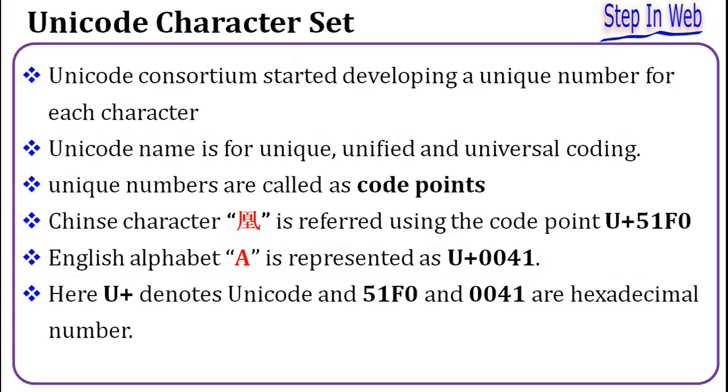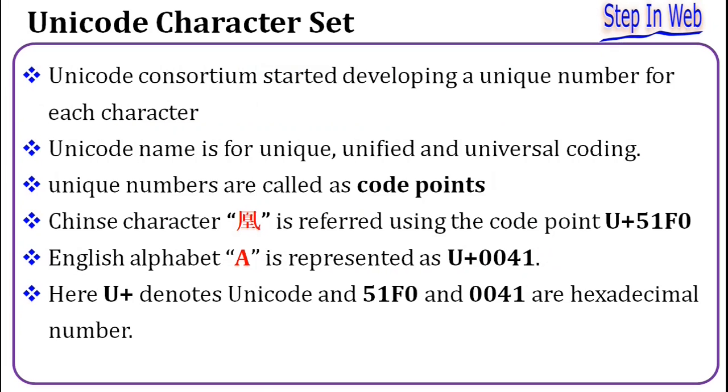That Unicode character set has code points, and each code point gives one character. Suppose the Chinese character is referred to using the code point U+51F0, and the English alphabet A is represented as U+0041. Here U+ denotes that it is Unicode, and 51F0 and 0041 are hexadecimal numbers. Like that, they gave one code point to each character available in the world.